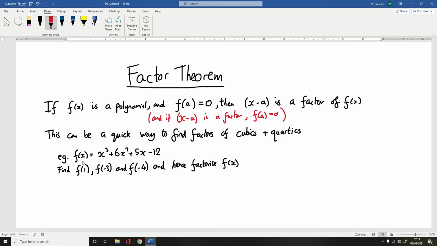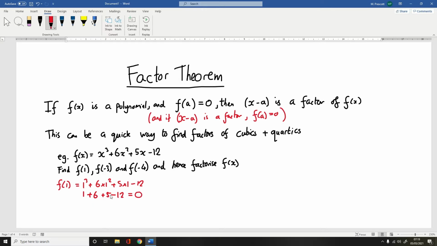We've got a polynomial, x cubed plus 6x squared plus 5x minus 12, and it says that we need to find the values of f(1), f(-3) and f(-4). So let's do that. I'm going to do f(1), that would be 1 cubed plus 6 lots of 1 squared plus 5 lots of 1 minus 12. This would be 1 plus 6 plus 5 minus 12, and that equals 0.